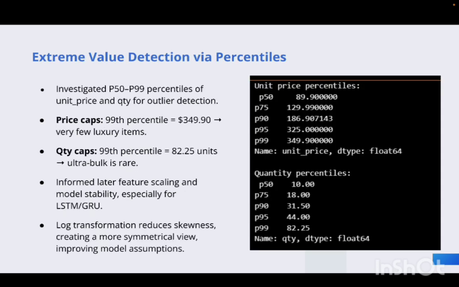Now moving on to the next one, which is extreme value detection via percentiles. We check the key percentiles to understand the extremes. 75% of the prices are below $129.99, which means around $130, and the top 1% goes to around $350. 99% of the quantities are below 82. Instead of deleting the points, we use these as reference gaps and use log transforms. This kept the data while making models more stable.